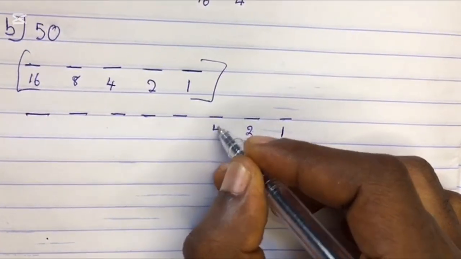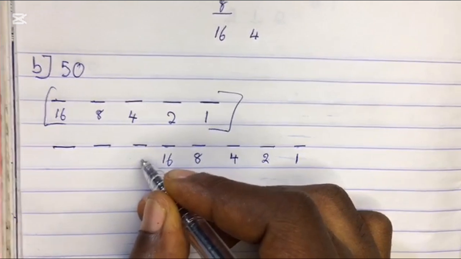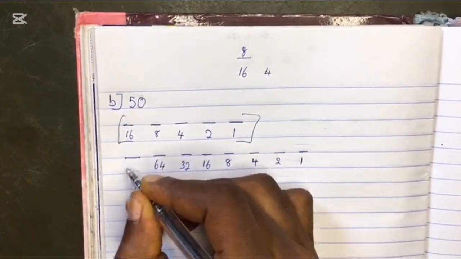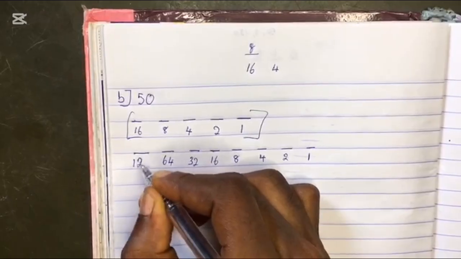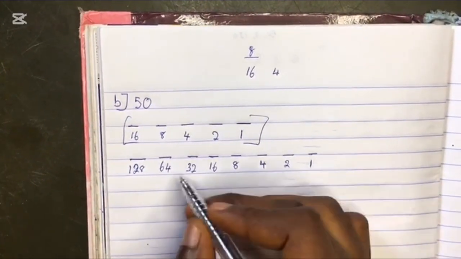Multiply this, we have 4. Multiply this, we have 8. Multiply this, we have 16. Multiply this, we have 32. Multiply this, we have 64. Multiply this, we have 128. So you have 128.